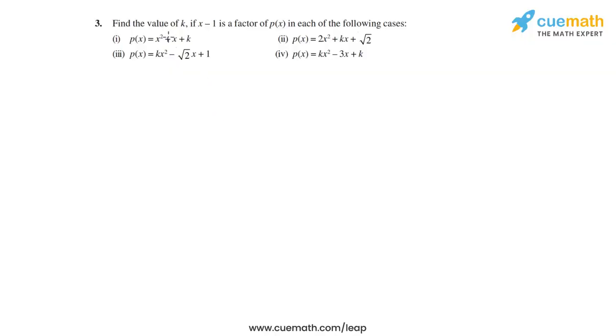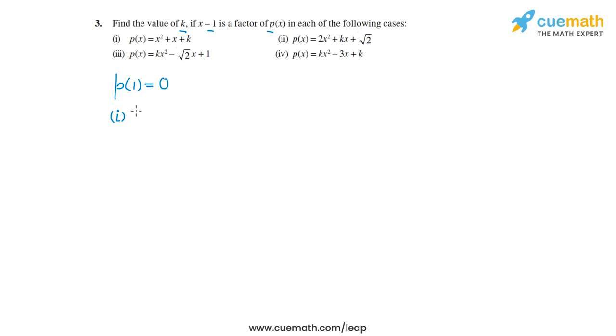In this third question, I have to find the value of k for which x minus 1 is a factor of p(x) in each of these given cases. So basically, x minus 1 will be a factor of p(x) if p(1) is equal to 0. This is the condition I have to apply in each case, and hence determine the value of k. So let's do it for the first polynomial.